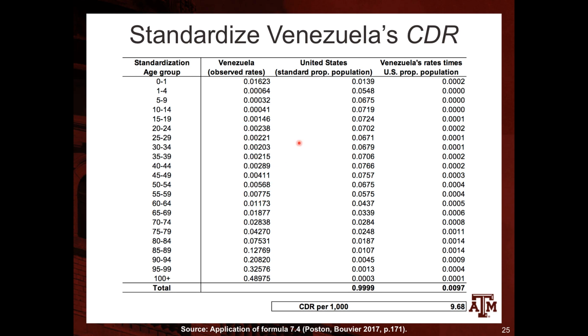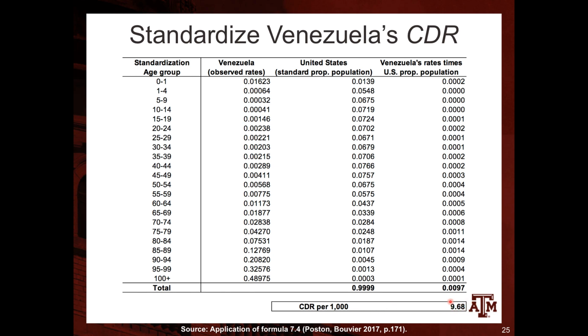So we pretty much apply that formula that I showed at the beginning. We multiply these observed rates by the standard proportional population, and then we get these Venezuelan rates times the US proportional population. We get them all here. We add them all and multiply by 1,000. So now the Venezuela crude death rate taking the US population as standard is 9.68 deaths per 1,000 people in Venezuela. So now it increased a lot compared to the previous exercise.